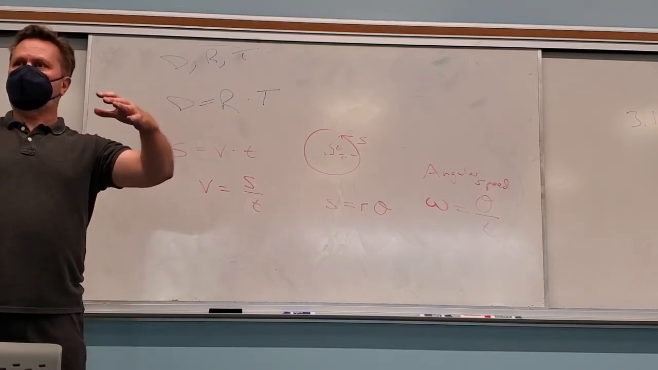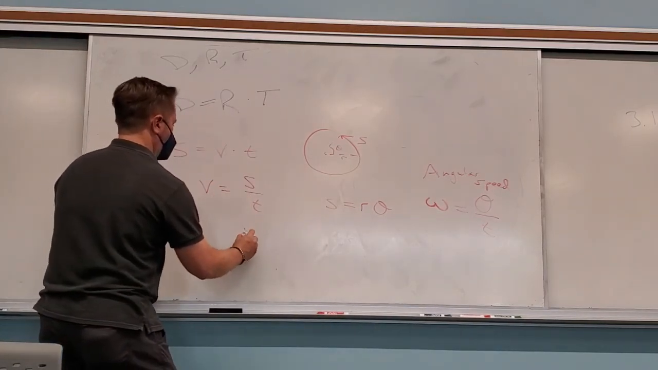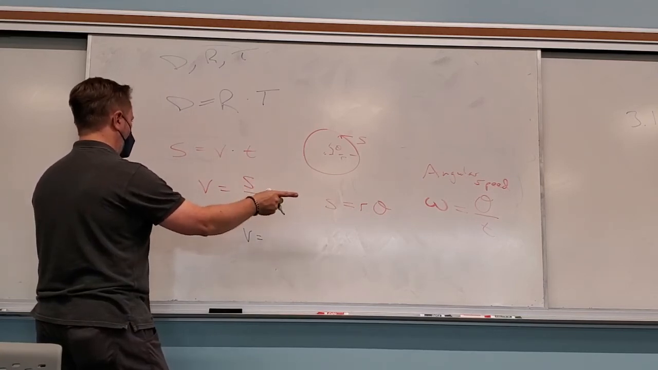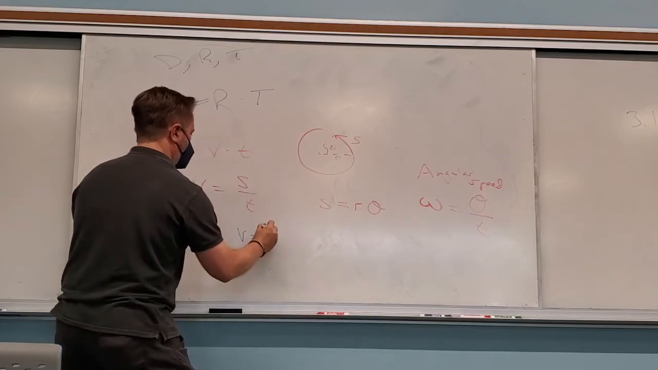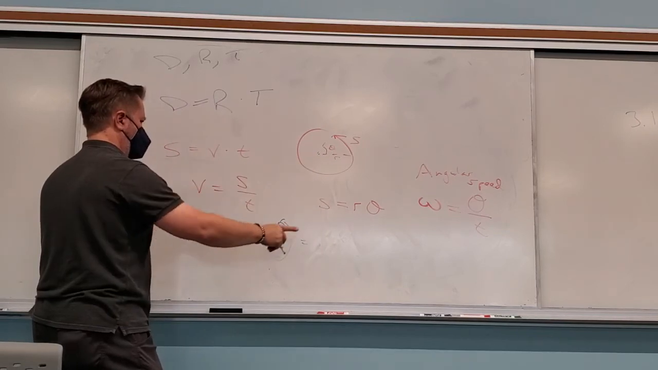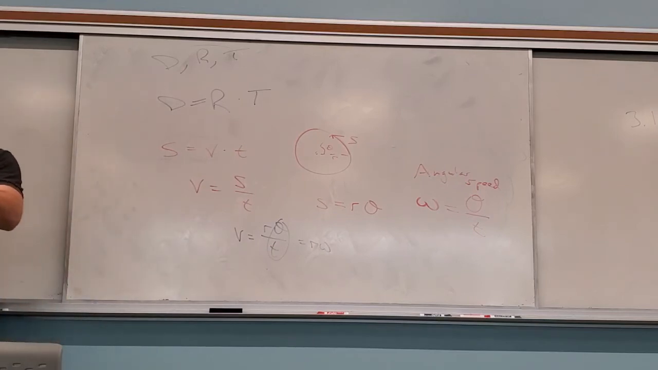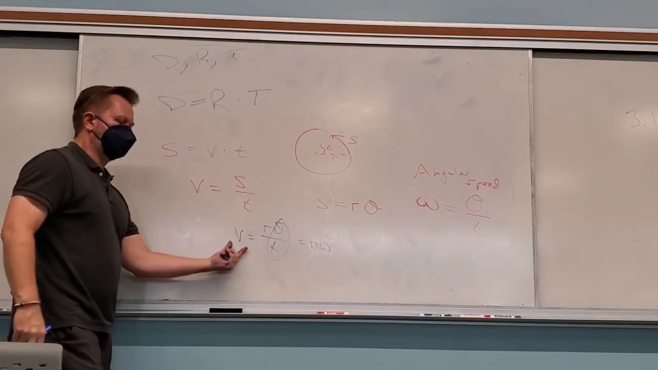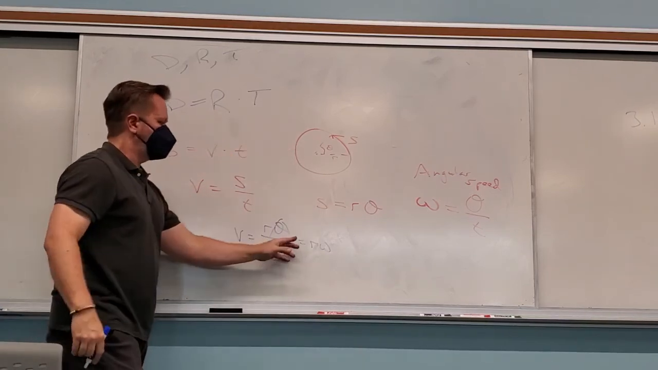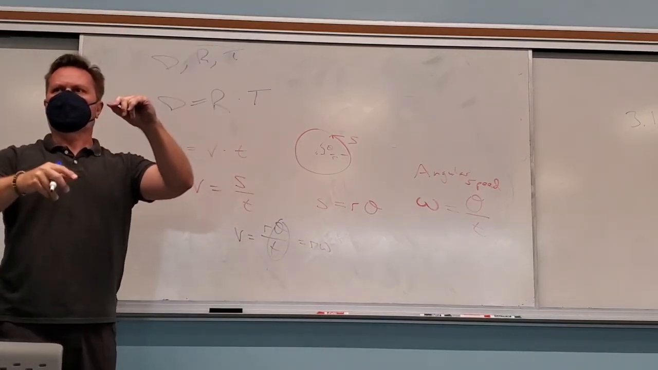So let's put all this stuff together. Watch this. What is S? What is S? R theta, right? That's what S is. What is theta divided by time? Omega. So, watch this. So velocity, how quickly my position changes over time, is equal to the radius of the circle I'm traveling along times my angular speed. I really want this to make sense.